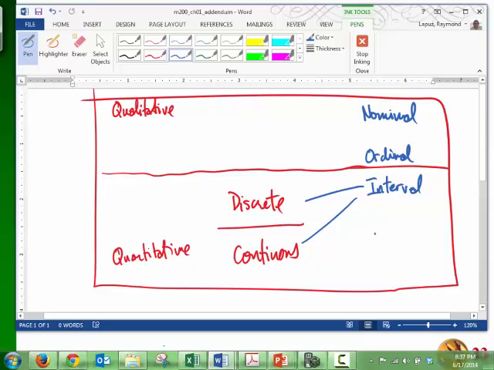And then the ratio is usually continuous. But this is probably a good enough picture to try to make the distinction in the different levels as compared to quantitative and qualitative, and how they relate to discrete and continuous. Okay?